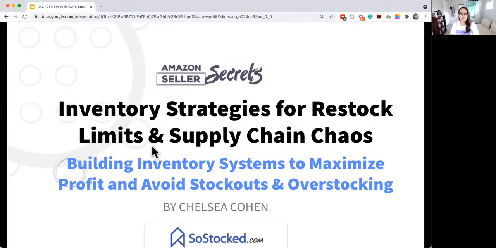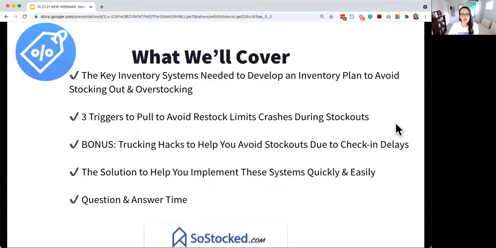We're going to be talking about inventory strategies for restock limits and supply chain chaos: building inventory systems to maximize profit and avoid stockouts and overstocking. I'm going to talk about key inventory systems that you need to develop in order to avoid stocking out and overstocking. So we'll touch on some of these best practices.